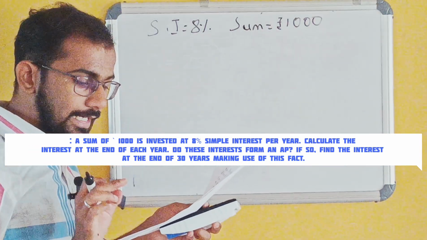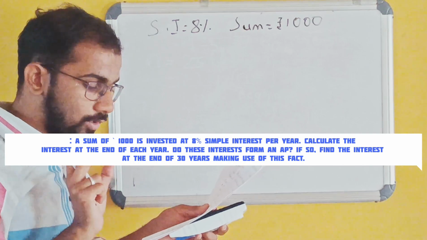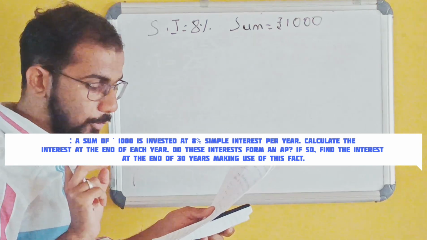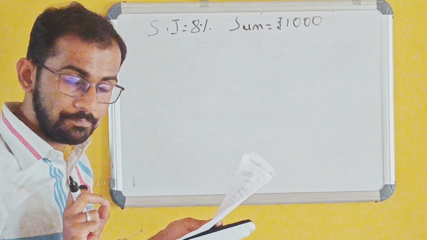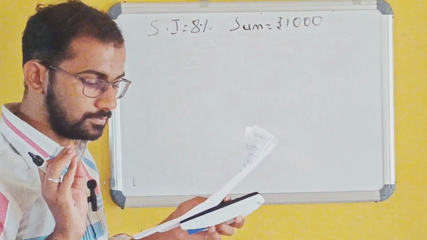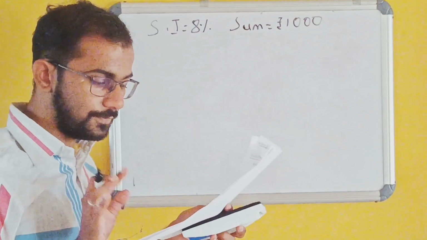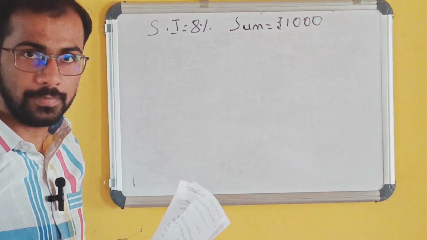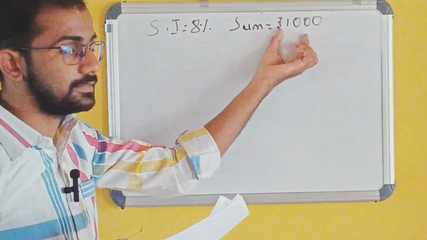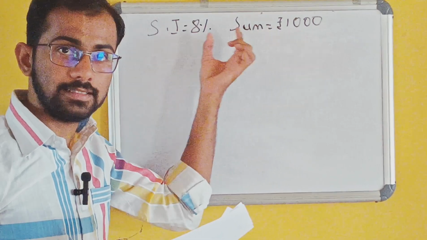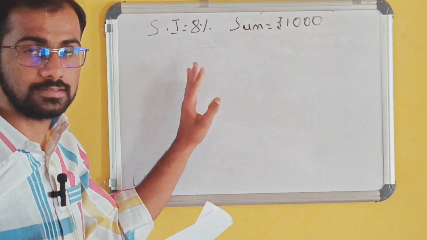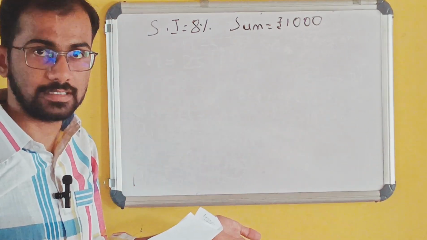Now calculate the interest at the end of each year. Do these interests form an AP? If so, find the interest at the 30th year making use of this fact. So here the question is simple. Every year a person invested 1000 rupees at 8% simple interest. So first year 8%, second year 8%, third year 8%.